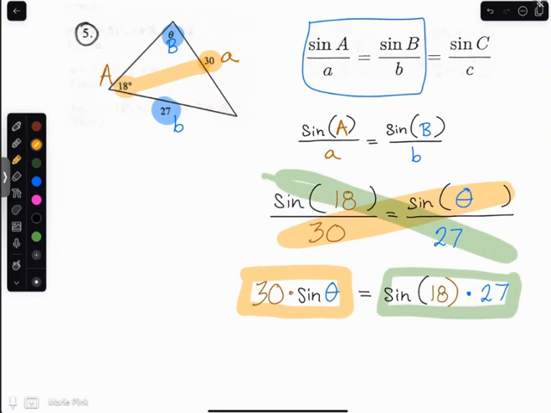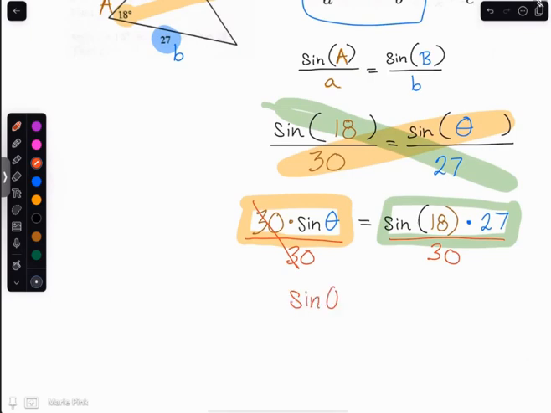Alrighty, so I have 30 times sine of theta is equal to sine of 18 degrees times 27. Now, this sine theta thing, I got to get rid of everything else. So I have theta by itself, but I can't just get rid of the sine part yet because I have the 30 there. So I need to divide both sides by 30 so that this cancels out. And then once I've done that, I'll have sine of my angle is equal to sine of 18 degrees times 27 divided by 30.